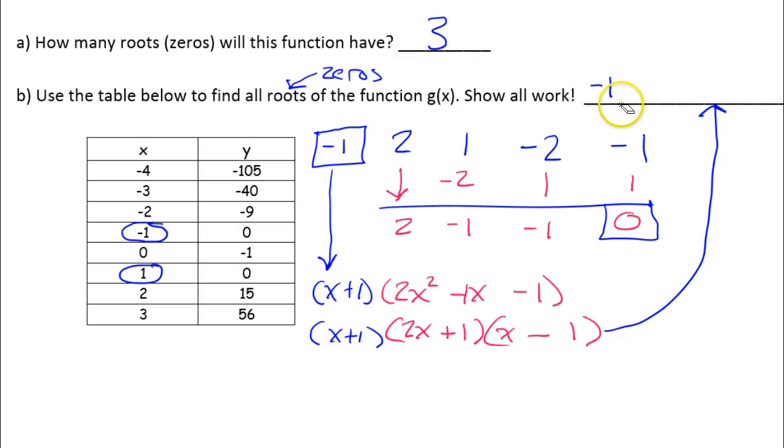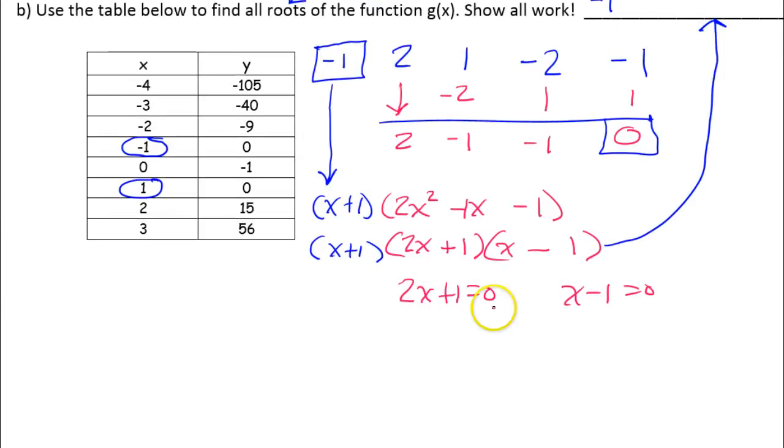To get the rest of the zeros, I will set these equal to 0 and solve. I've already got the zero from the x plus 1, so I don't need to do that. But I will set 2x plus 1 equals 0, and I will set x minus 1 equal to 0. So this will give me 2x equals -1. Dividing by 2, that gives me x equals -1/2. Adding 1 to both sides, I get x equals 1.